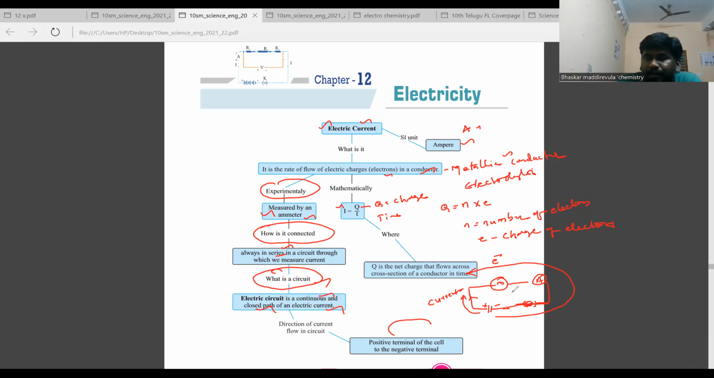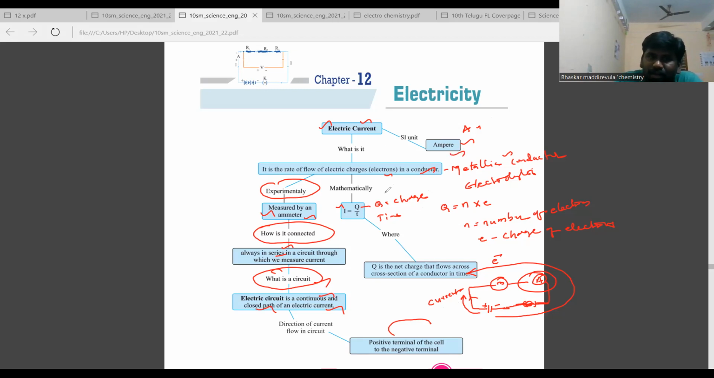Now, always you have to connect the ammeter in series to the circuit. So these are the basic things that we are going to learn in detail in this chapter. Okay, next. First we learn what is called electric current.